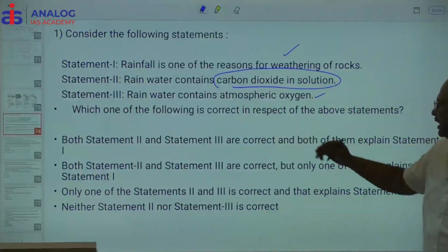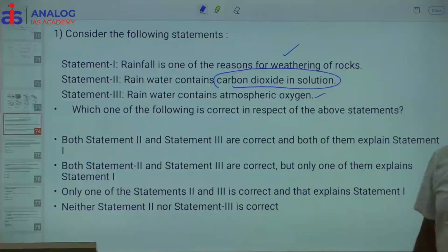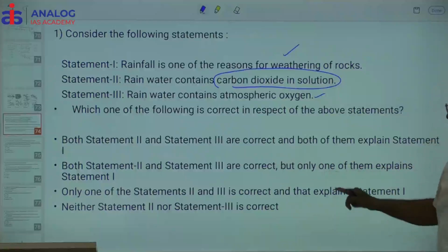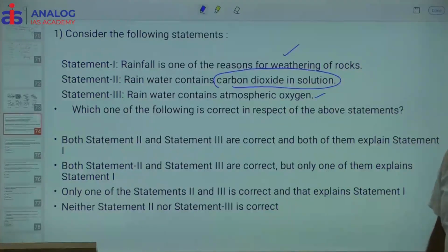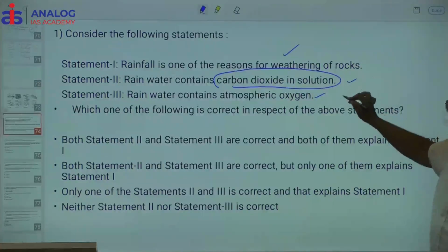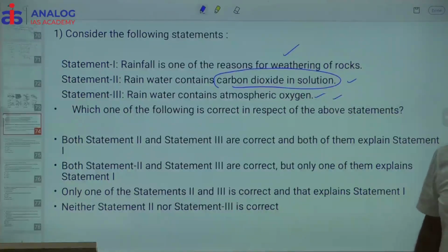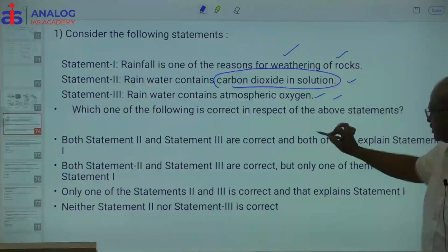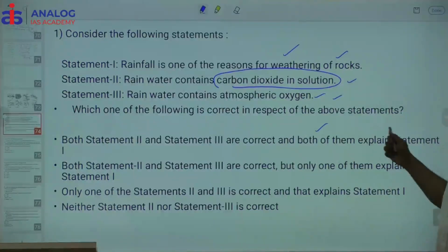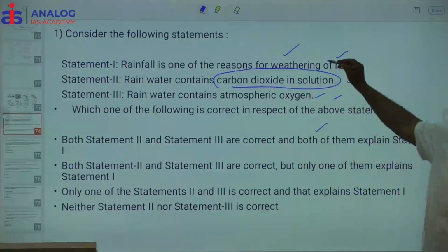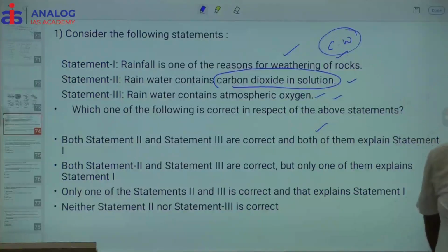Both the statements 2 and 3 are correct, and both of them explain statement 1. Statements 2 and 3 are correct, but only one of the statements explains statement 1. Only one of the statements is correct. When you see chemical weathering, both the statements are correct, and both define which type of weathering? Chemical, that is disintegration as well as decomposition. So the first option is correct here: both statements 2 and 3 are correct, and both explain the first statement, which is referred to as chemical weathering. Is it clear? So you should be good enough in analyzing and answering the question.